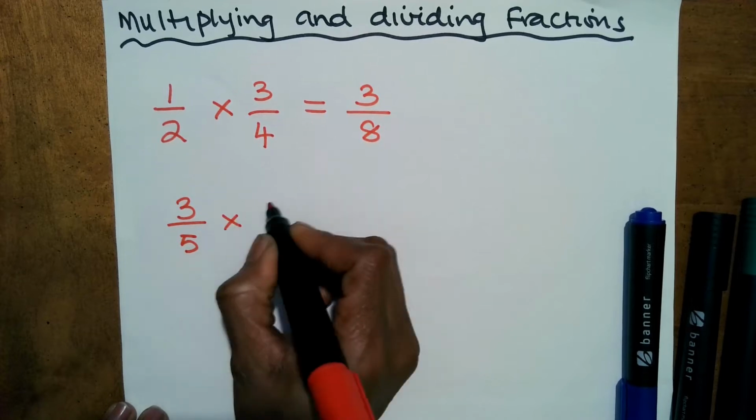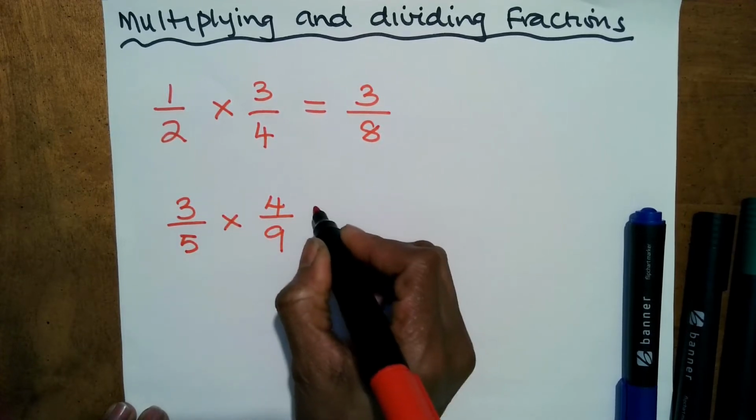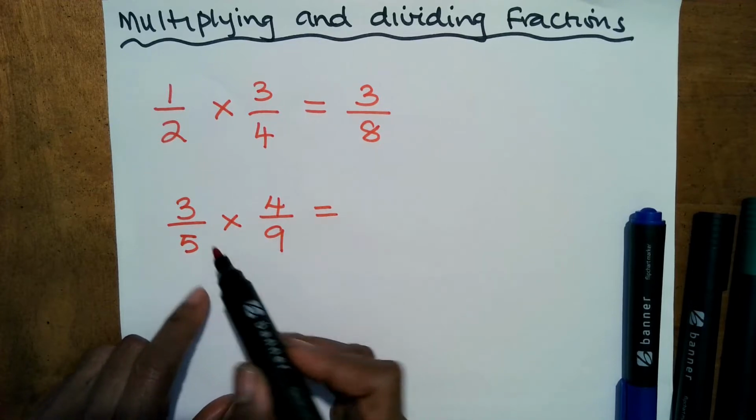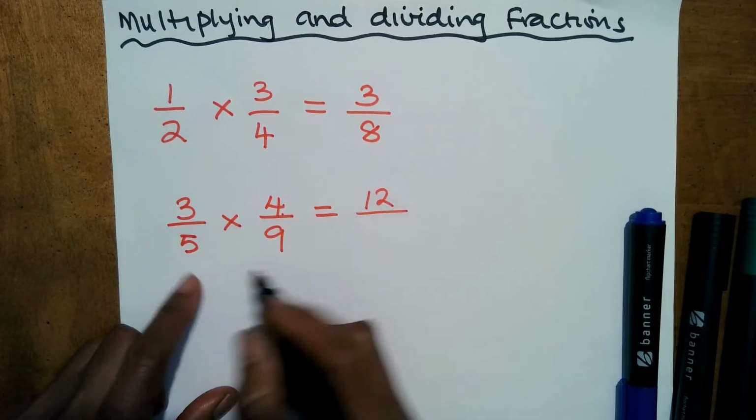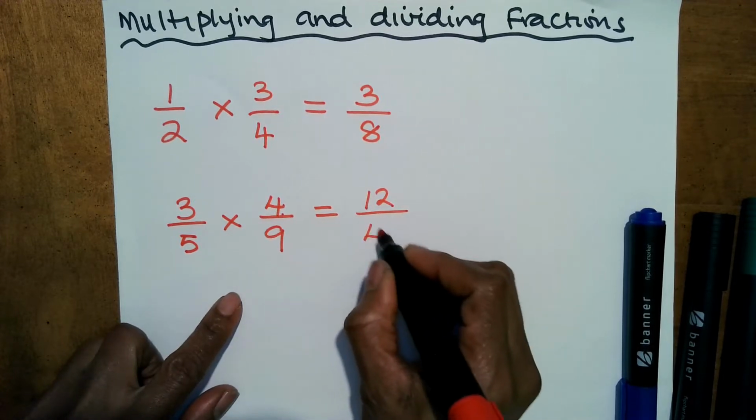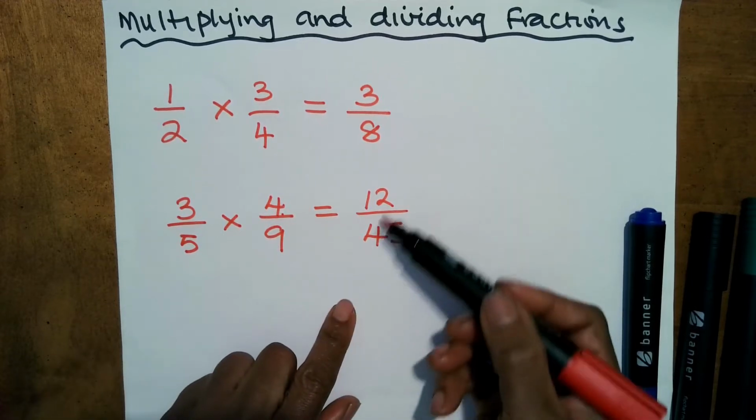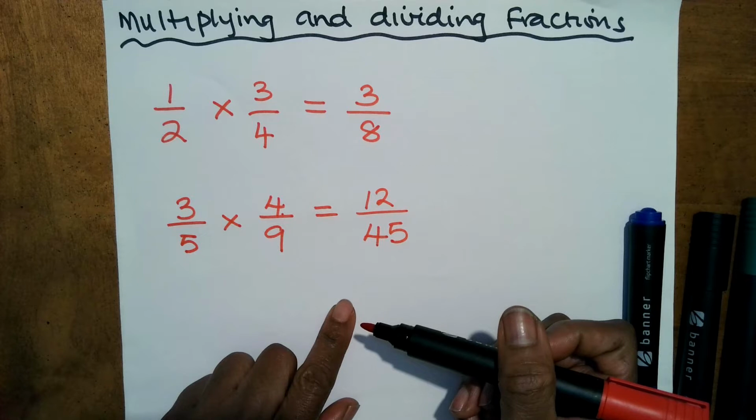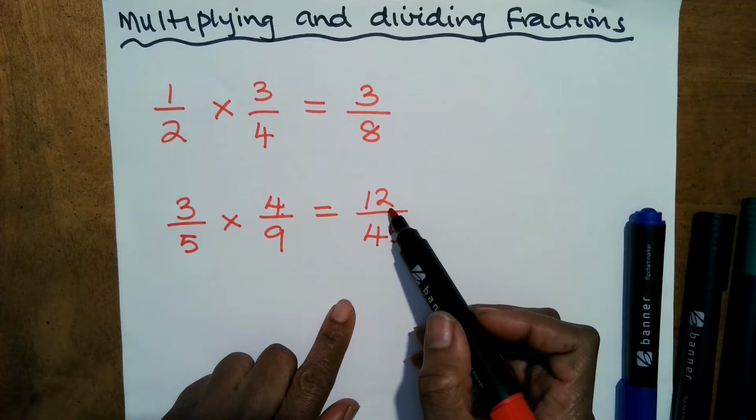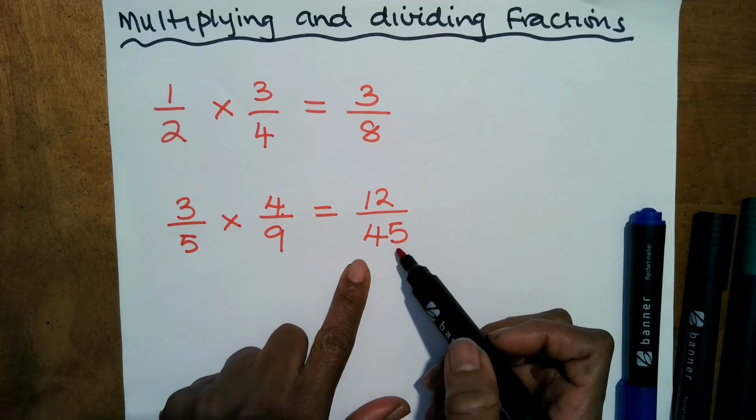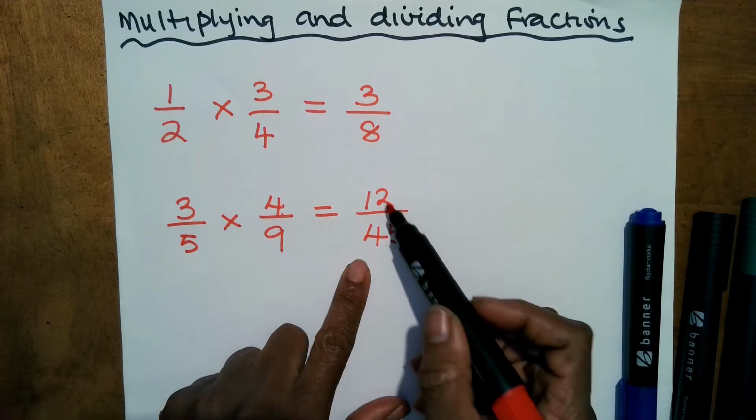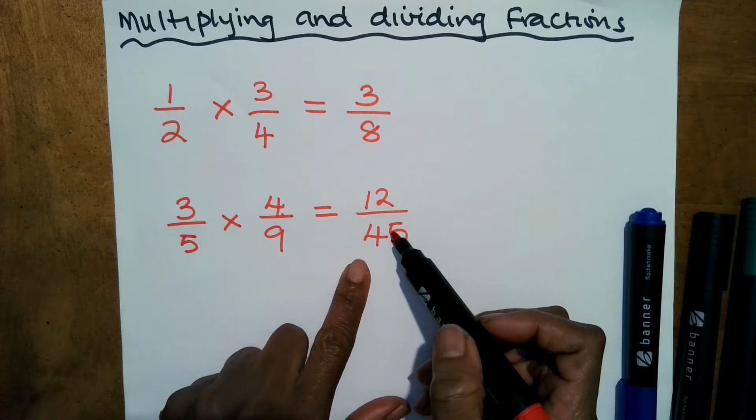So we've got another example. 3 over 5 multiplied by 4 over 9. So I'm going to multiply 3 multiplied by 4 will give me 12. 5 multiplied by 9 will give me 45. So when I look at this fraction, I can simplify. So what I need to do now is to find a number that can divide 12 and also divide 45 without a remainder. For multiplying fractions, in simplifying the answer, we don't need a decimal. We also need to leave our answer as a fraction.